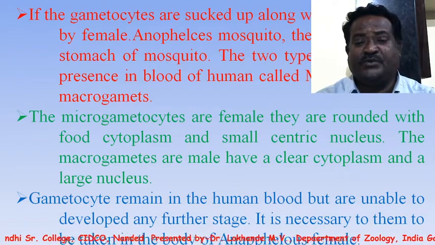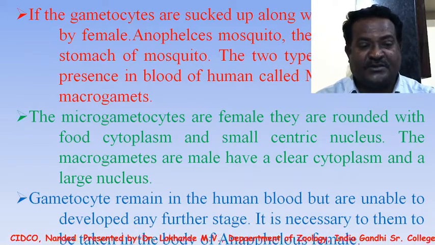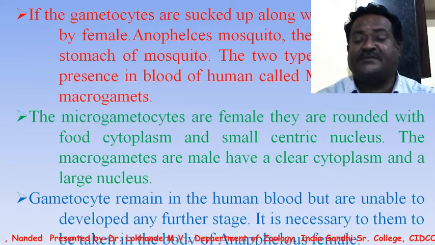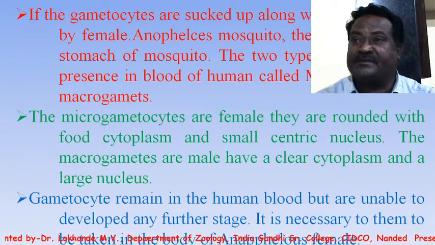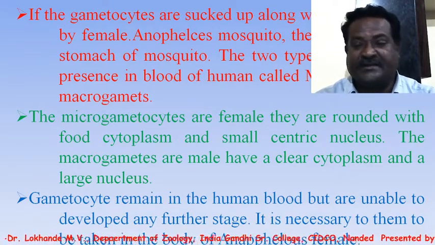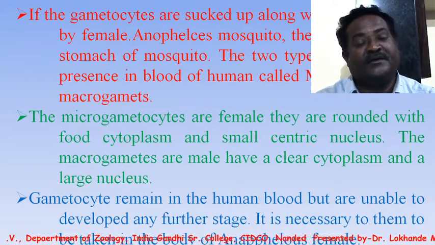But the host is necessary for further development. These gametocytes remain in the human blood, but they are unable to develop to any further stage. So it is necessary to have the host, the body of the female Anopheles mosquito.